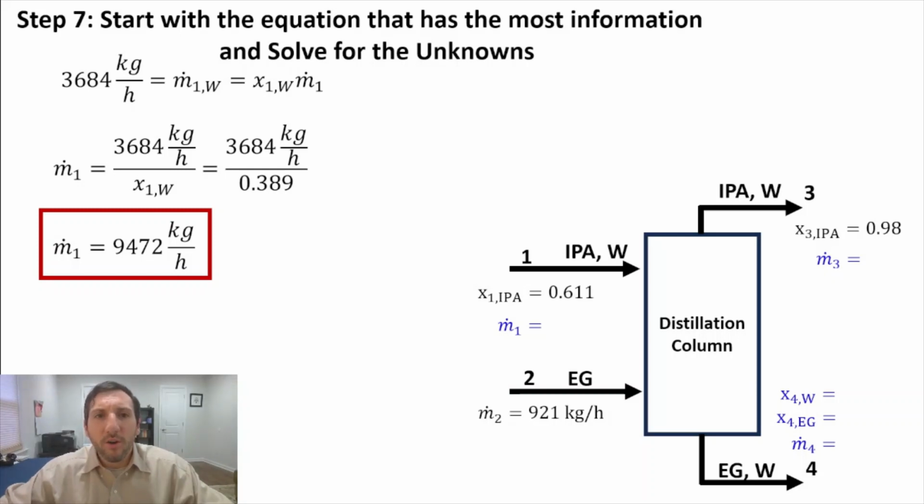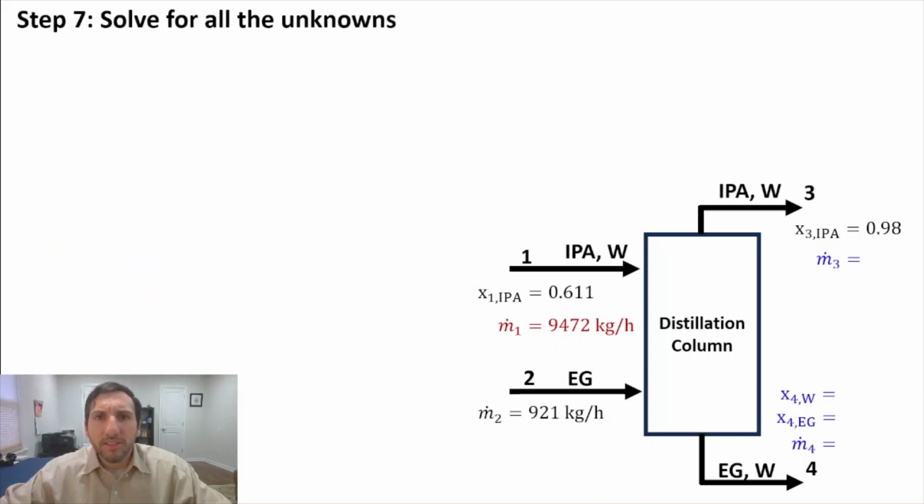Now that we've got our M1 dot, we have one more piece of information for our system, which is great. And what we're going to do is revisit our material balances and substitute that value in and start approaching another material balance, the one that has the most information and allows us to solve for another unknown. So let's go revisit our material balances.